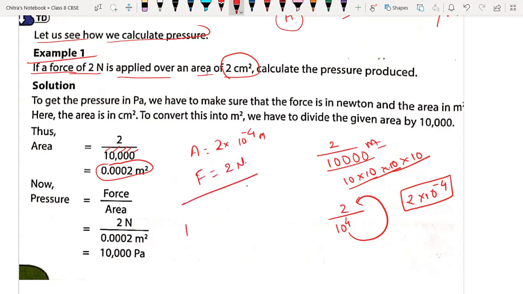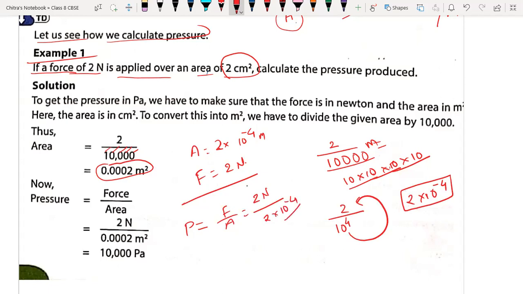Now we have the formula. What is pressure equals to? Force divided by area. What is force? It is 2 Newton. Divided by area. What is area? It is 2 into 10 to the power minus 4.